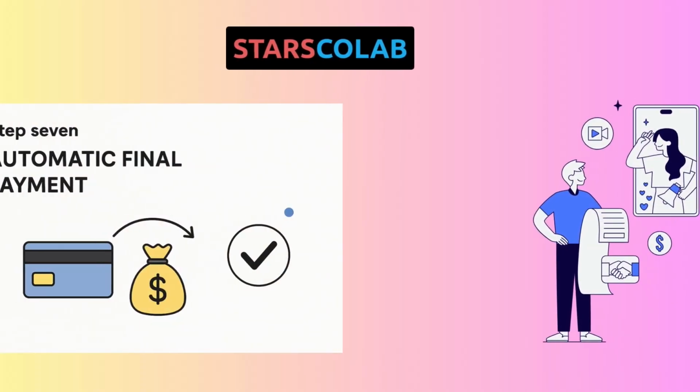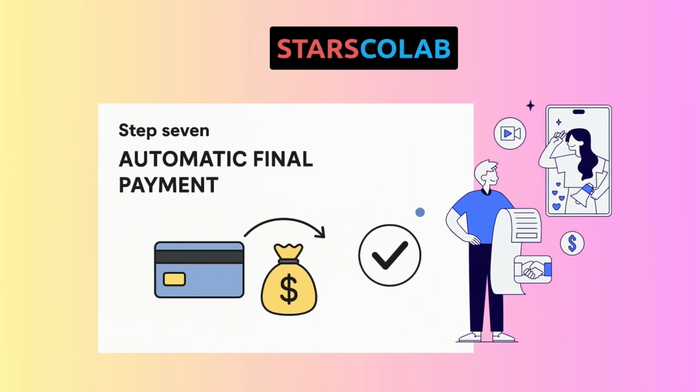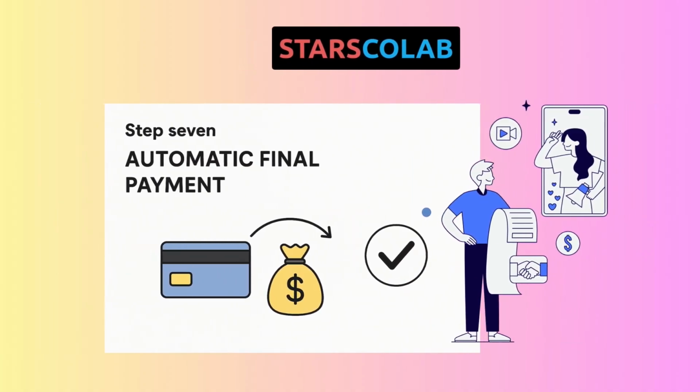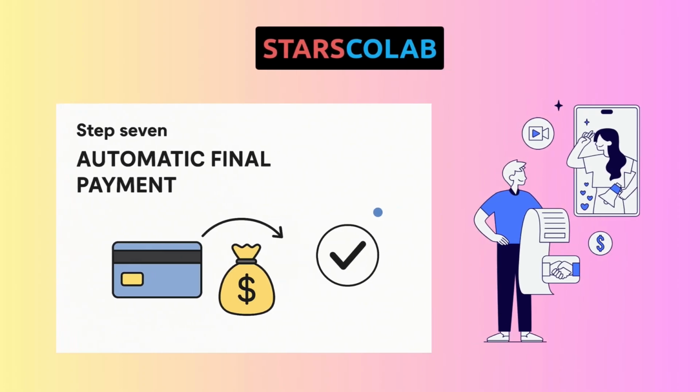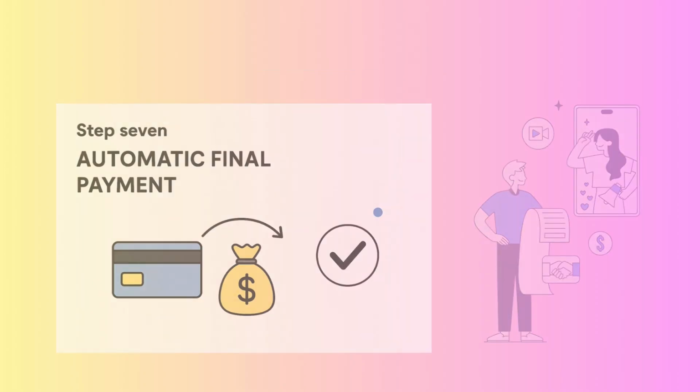Step 7. Payment release to influencer. After the collaboration ends, Starscolab automatically releases the payment to the influencer. No manual transfers, no follow-ups. Everything is secure and transparent.